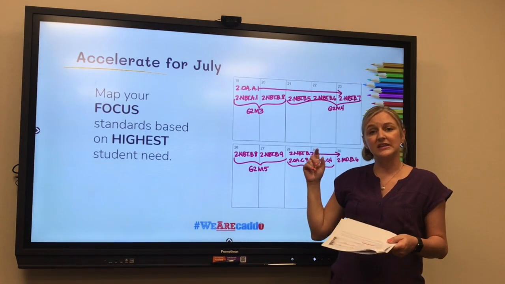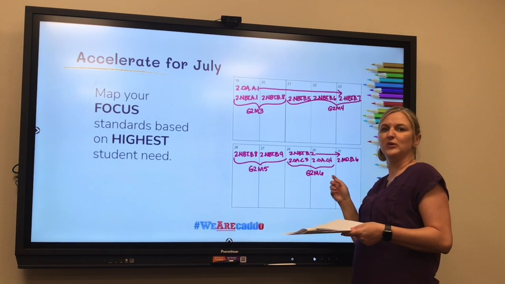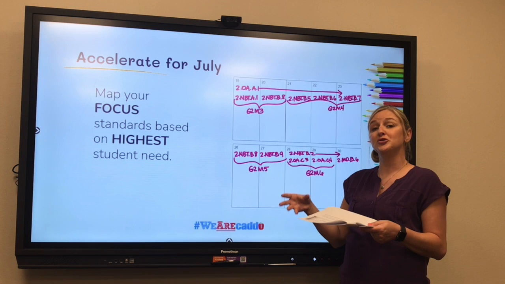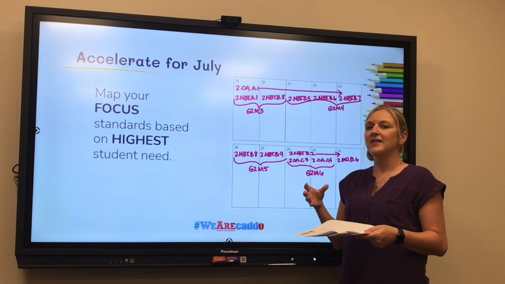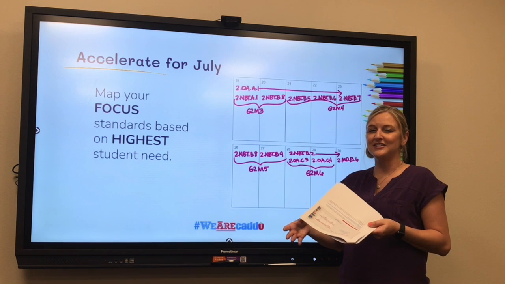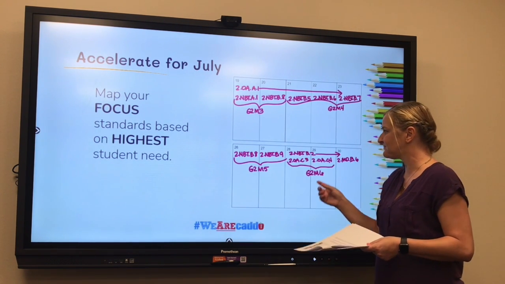If you're not working the summer intensive program, use this time and these 2 weeks to plan your 2 weeks of acceleration at the beginning of the year around that quarterly diagnostic and where you know students come in a little bit weaker.